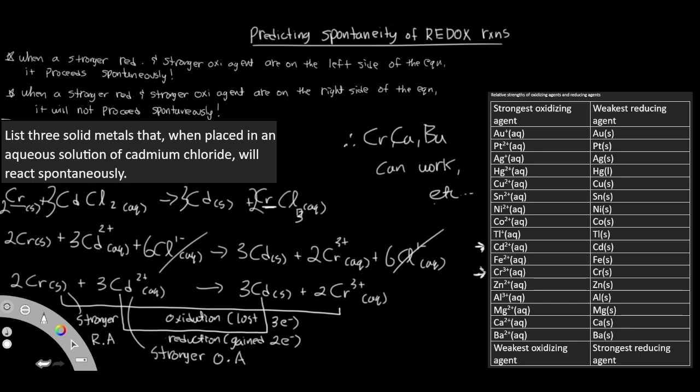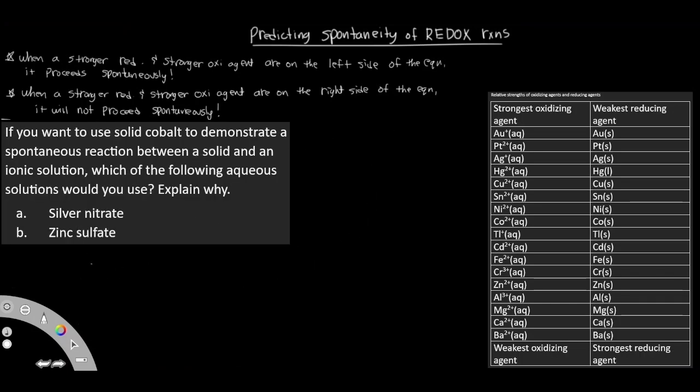Okay, let's try this question over here. If we want solid cobalt to demonstrate a spontaneous reaction between a solid and an ionic solution, so we don't know whatever this cation would be and whatever this anion would be, and obviously it's going to create something else over there. Which of the following aqueous solutions would you use? Again, we're trying to demonstrate spontaneity, so this is very similar to the previous question that we looked at. Like I said, if you want to demonstrate spontaneity, the one that is alone right now, that is not part of the compound, the one that will join the compound and displace this one here, must be stronger.